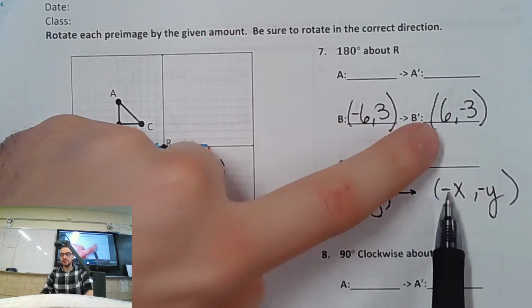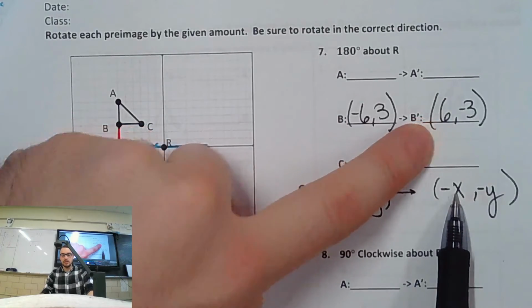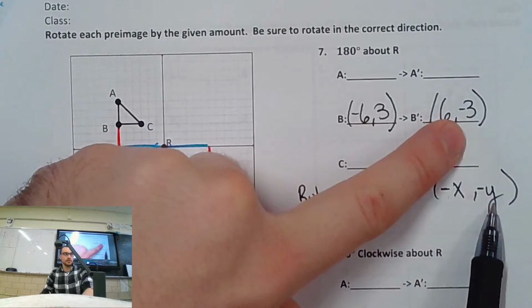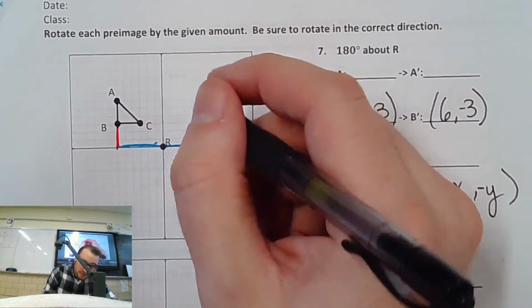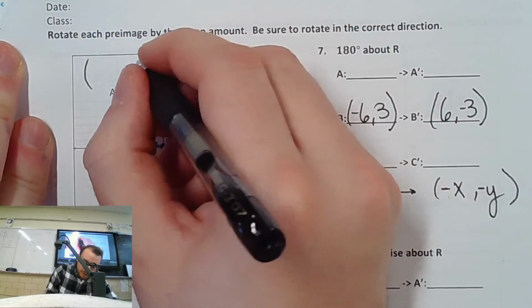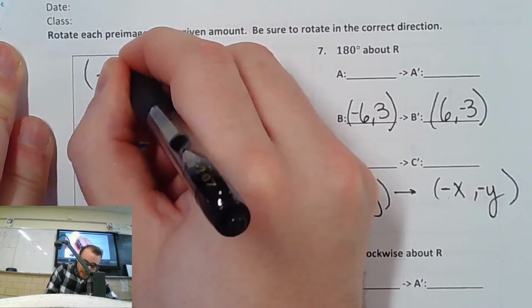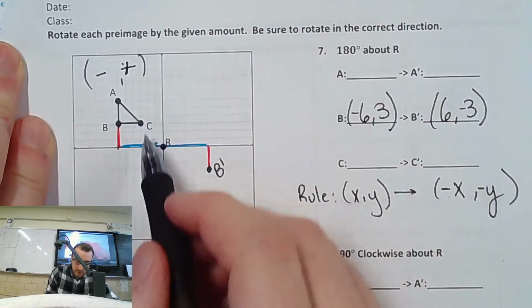Negative 6 negated is positive 6. Then we negated 3 and it became negative 3. I think that last one's a little more obvious. That's the rule. That's going to be true for all of them. Now, why is that the case? Well, we started in this quadrant, right? That's negative x and positive y, right? We go to the left and then up.